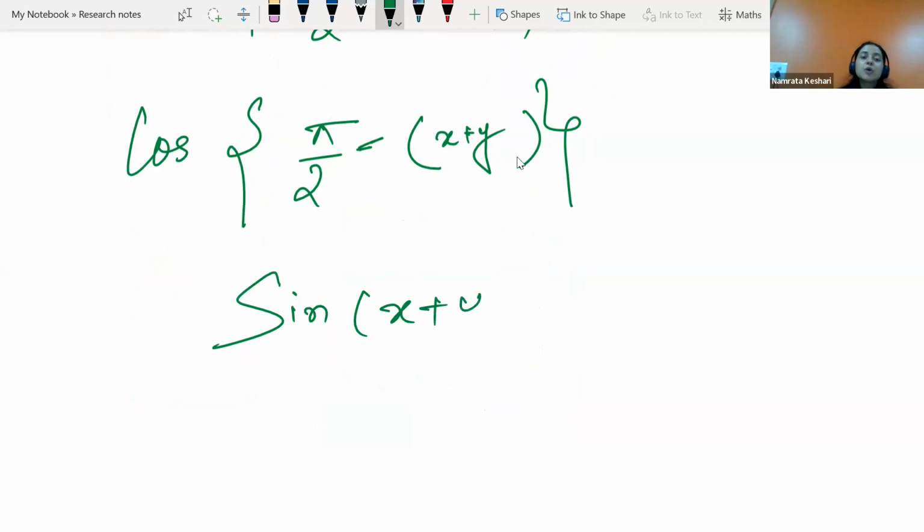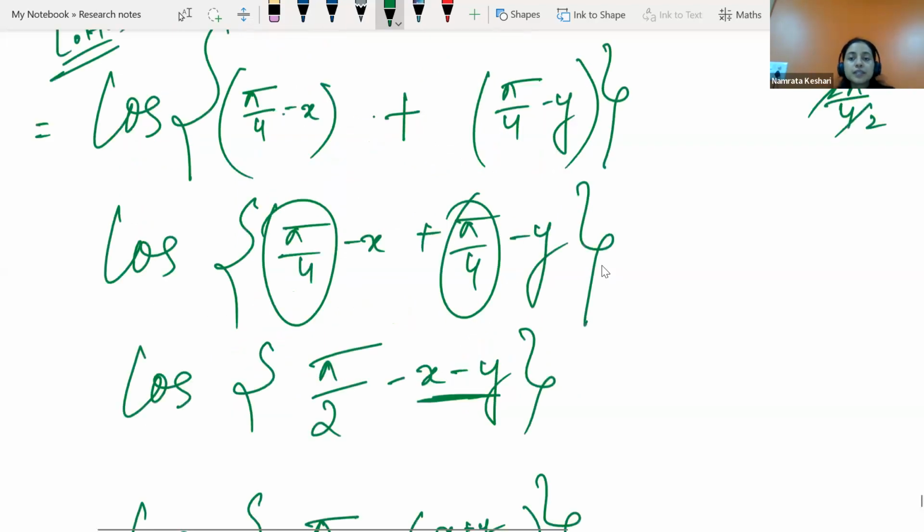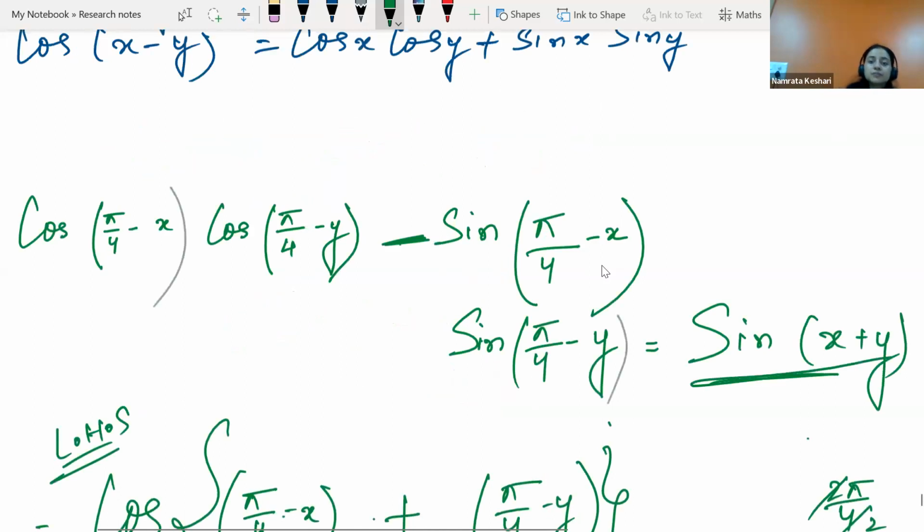Whether it will be positive sine x plus y or minus sine x plus y. Pi by 2 minus, which quadrant? First quadrant, second quadrant, third quadrant? First quadrant, right? Yes, ma'am. First quadrant, all positive. So it will be positive. That's what we wanted to show. Yes. Can you see? Yes, ma'am.